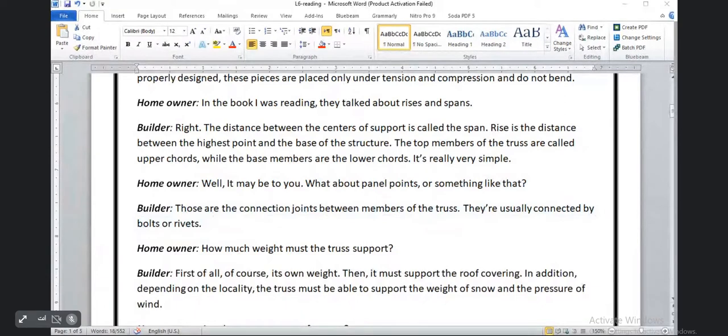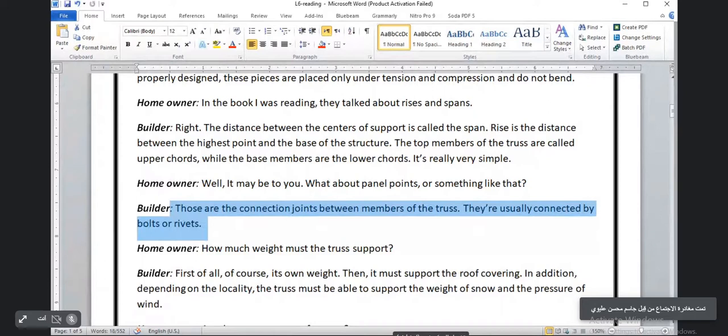So, who would like to read about this? We have Mahmoud Rashid and Wildan and Zahra. Okay, let's start with Mahmoud. Mahmoud Rashid? Yes, Mahmoud. What's your class, Mahmoud? Class A, lovely. So, Mahmoud, could you please read this part? They are usually connected by bolts or rivets. Good. So now, do you understand, Mahmoud, what panel points are according to what you have just said?